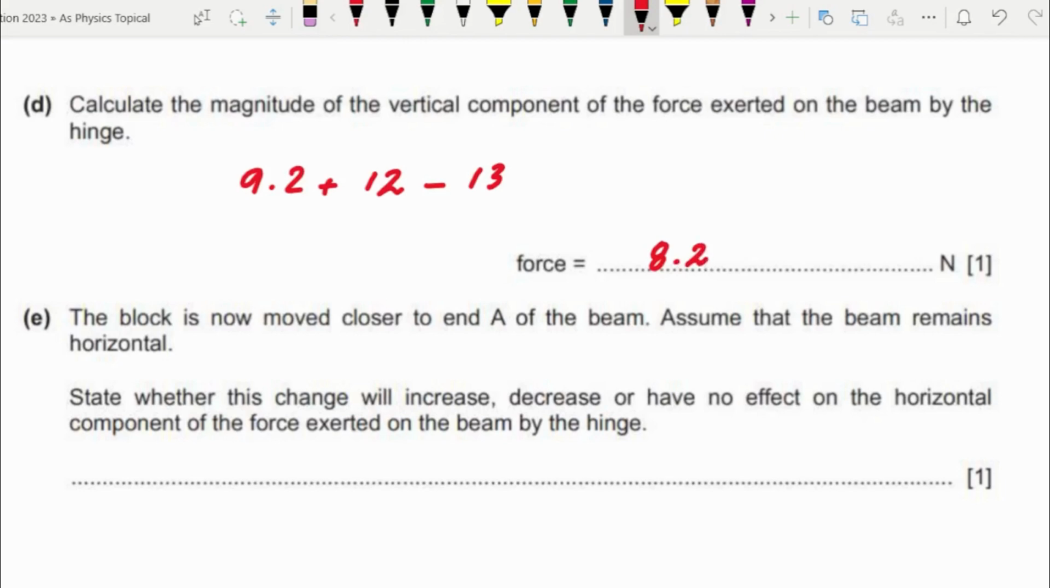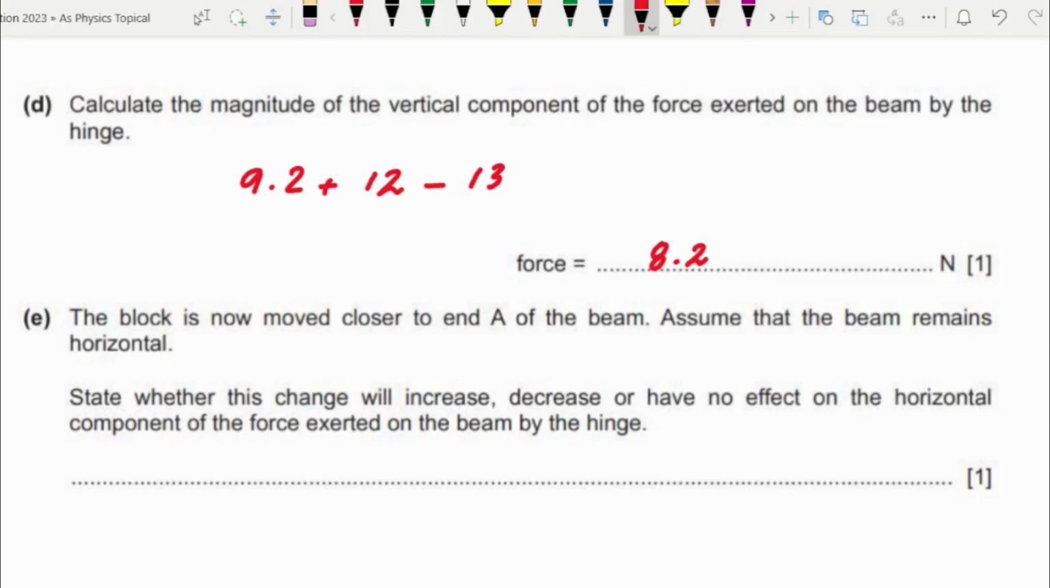Okay, then we have the next one. The block is now moved closer to end A of the beam. Assume that the beam remains horizontal. State whether this change will increase, decrease, or have no effect on the horizontal component of the force exerted on the beam by the hinge.